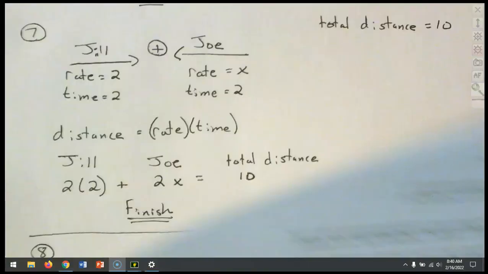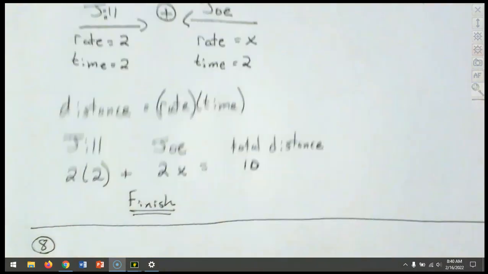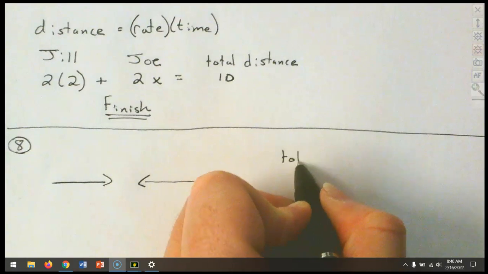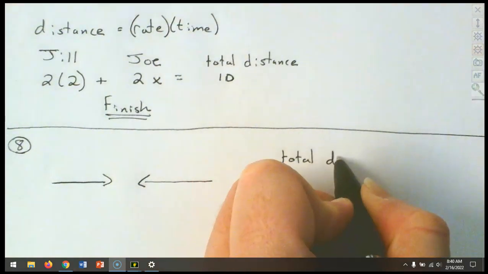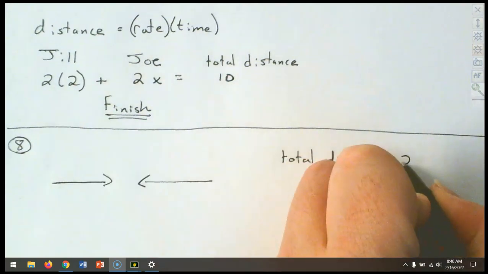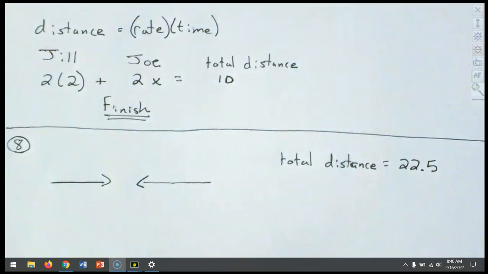Well, just like the last one, they walk towards each other, don't they? So that means, again, just like the previous question, that it's going to be addition. And again, we're not going to work with it yet, but we can go ahead and write down our total distance. And our total distance in this particular problem is 22.5. Now again, we've got Bert and we've got Brenda.